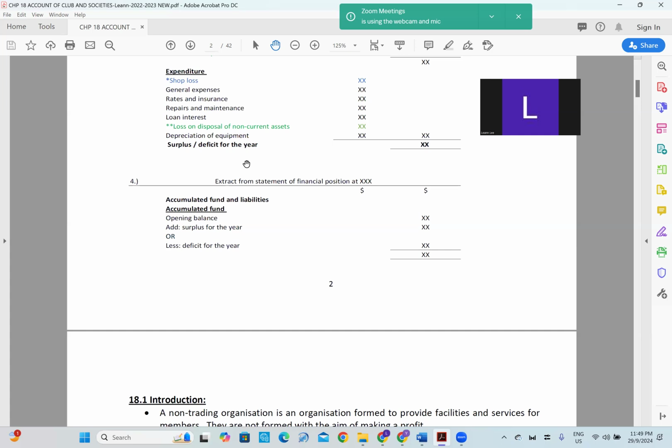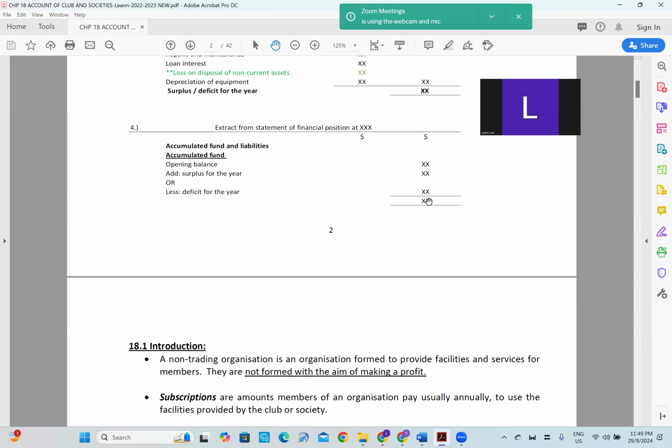Only one part has to be changed, which is capital changed to accumulated fund, because clubs and societies do not have capital formed by partners or the shareholders of a company. It is actually the funds that I accumulated, received from the members, that I did not use. I keep it here. So the opening balance is the remaining accumulated funds from the subscription fees I received in the previous year, and add if there is a surplus for the year, minus if there is a deficit, then there will be the closing accumulated fund.